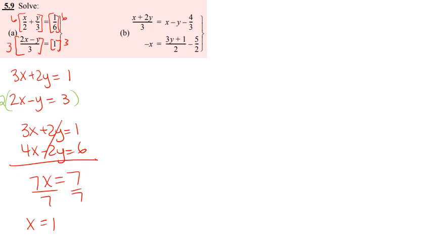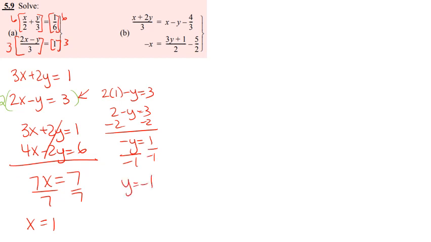I'm going to plug that back into this second equation here. Looks a little bit easier. And then that's going to be 2 minus y equals 3. I'm going to subtract 2 on both sides. Negative y equals 1. Divide by negative 1. Y equals negative 1. So my answer is 1, negative 1.